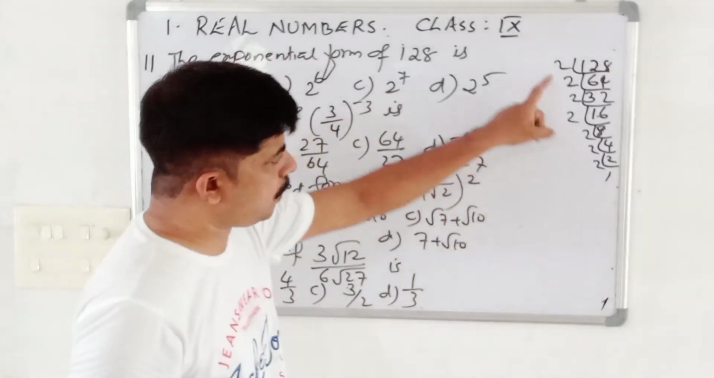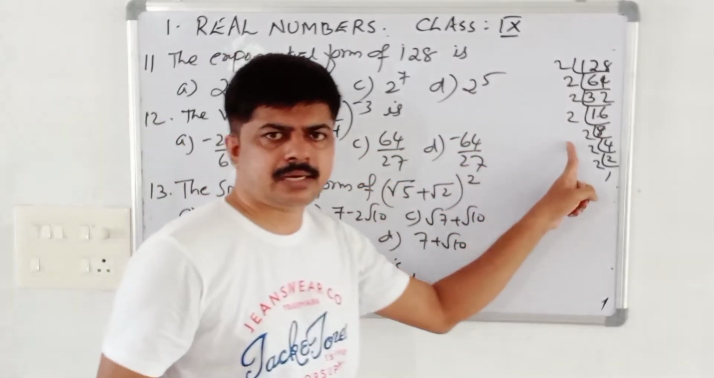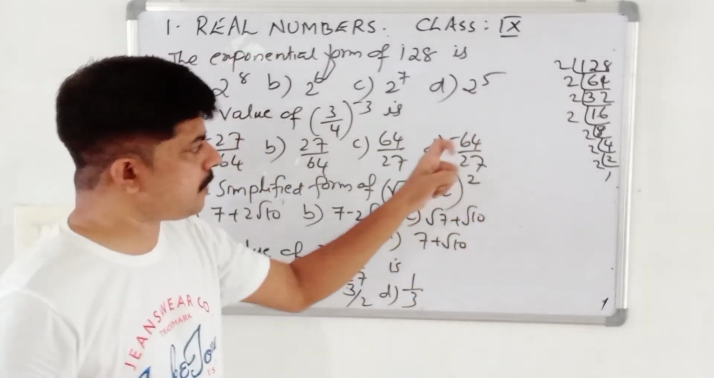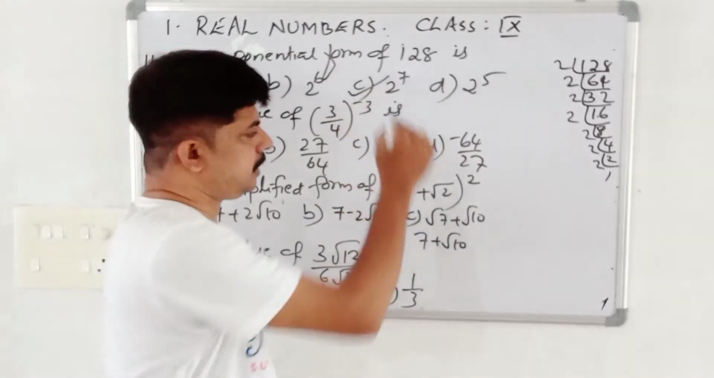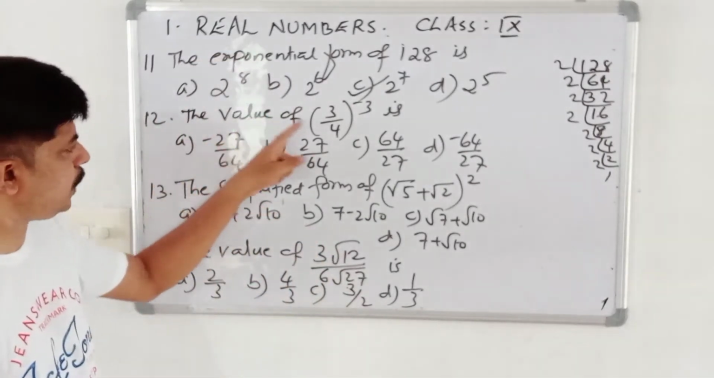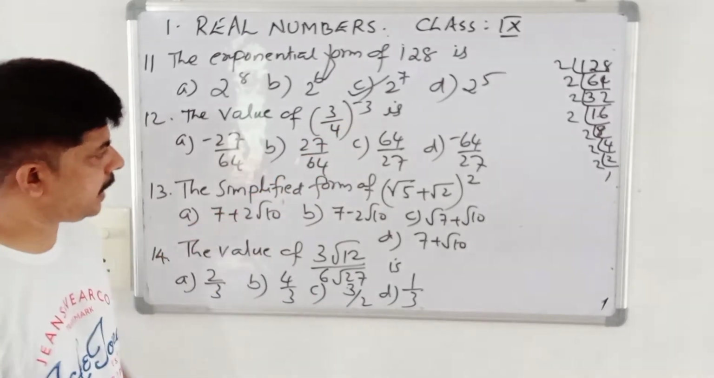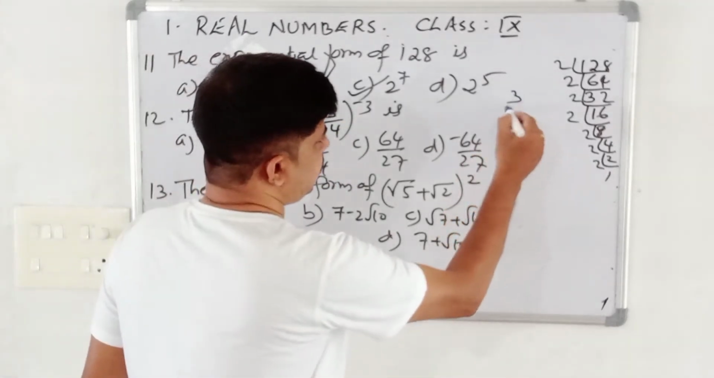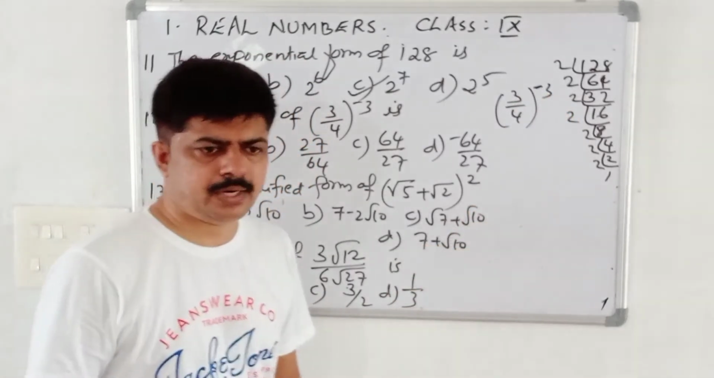Now let us count how many times 2 occurs. 1, 2, 3, 4, 5, 6, 7. 2 occurs 7 times. Therefore the correct answer is option C, 2 raised to 7. Okay, moving to the next question. The value of (3 by 4) raised to negative 3. We have a negative exponent. One law we have learned.